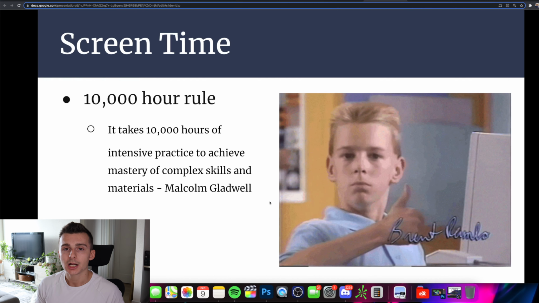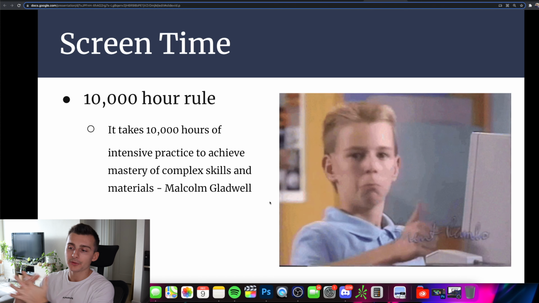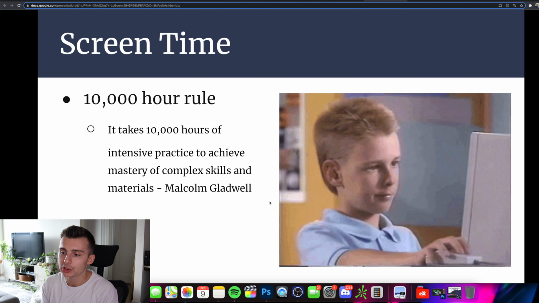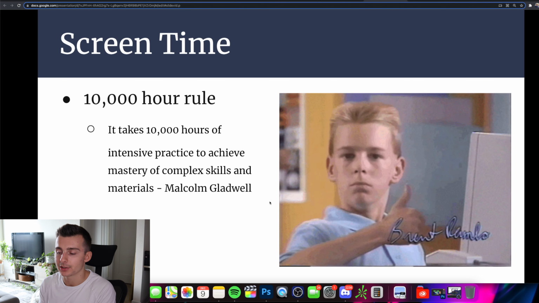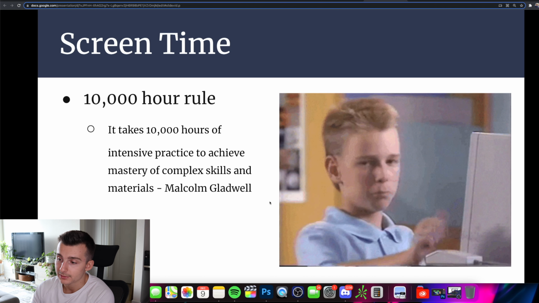Now I want to talk about screen time. It's something called the 10,000 hour rule. It takes 10,000 hours of intensive practice to achieve mastery of complex skills and materials. That is something that Malcolm Gladwell has said. This is something that you probably have heard before. If you haven't, then here you go.